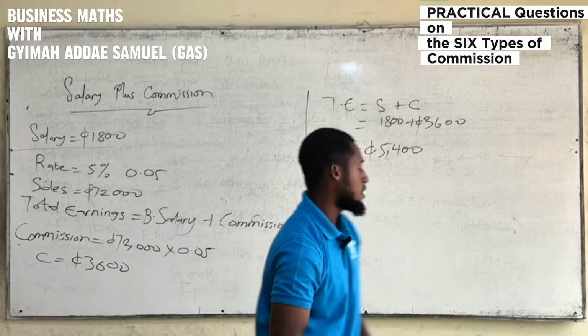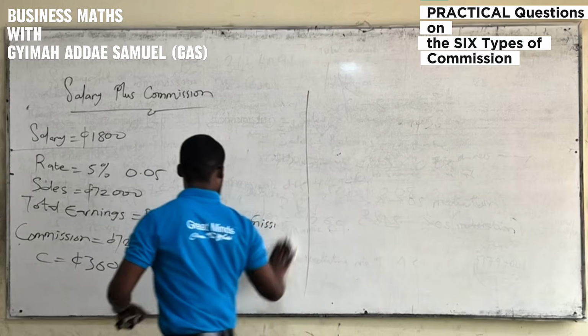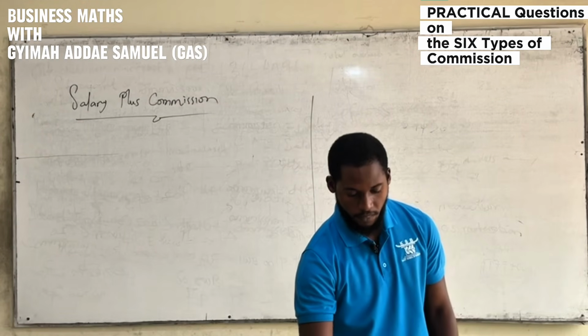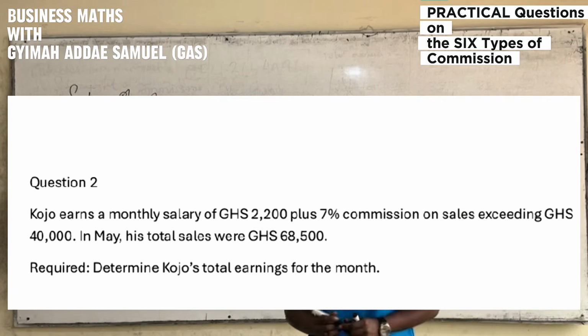We move on to our second example under salary plus commission. It says Kojo earns a monthly salary of 2,200 Ghana cedis plus 7% commission on sales exceeding 40,000. In May, his sales were 68,500. Determine Kojo's total earnings for the month.